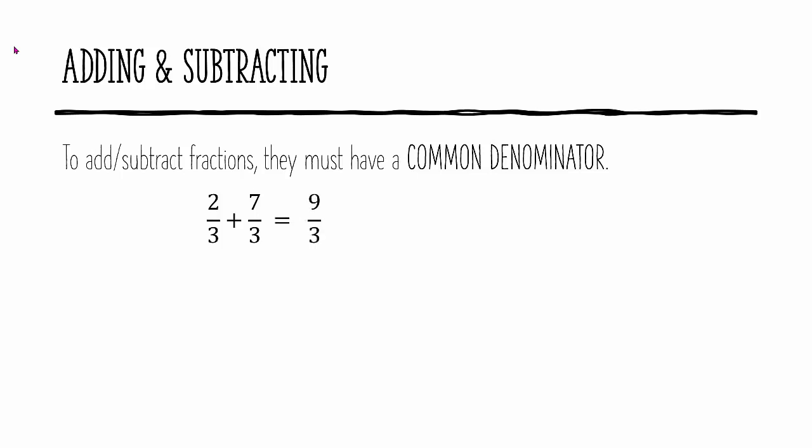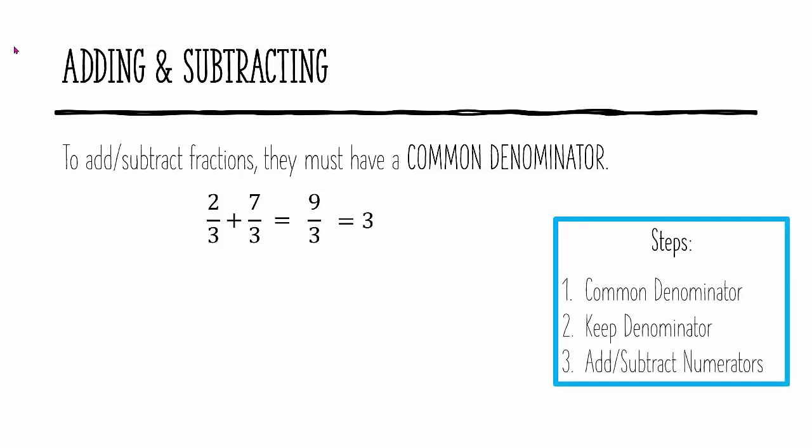So in this case, 2 and 7 add up to 9. We keep that denominator of 3. And then if we need to simplify that fraction further, so in this case 9 divided by 3 does simplify to 3, you can do that. So the steps to adding and subtracting fractions, that most important step is to make sure you have a common denominator. And if you don't, get one. I'm going to go through an example of how to do that.